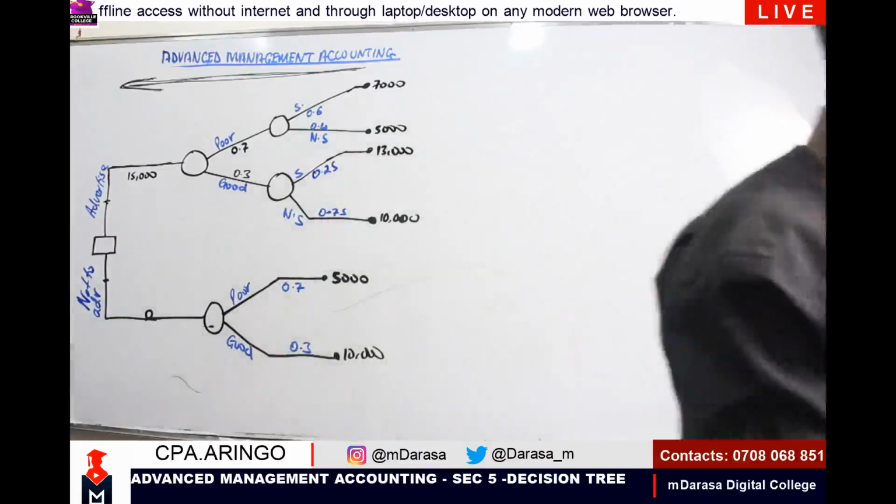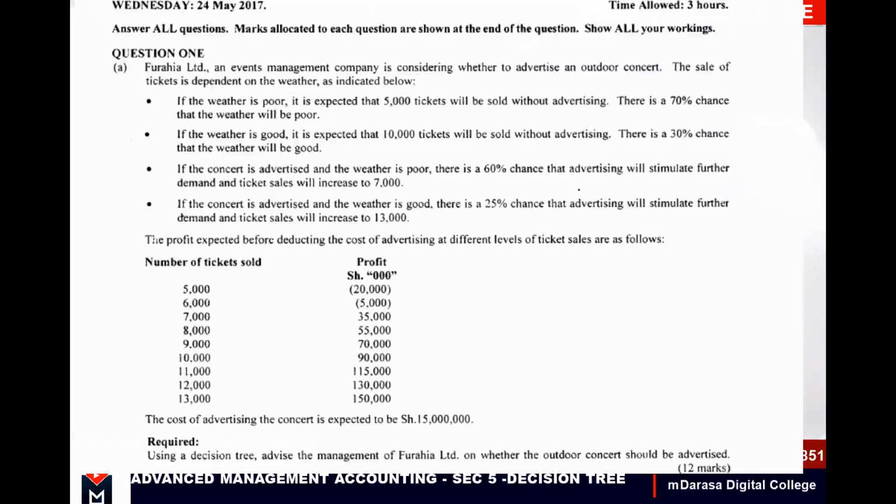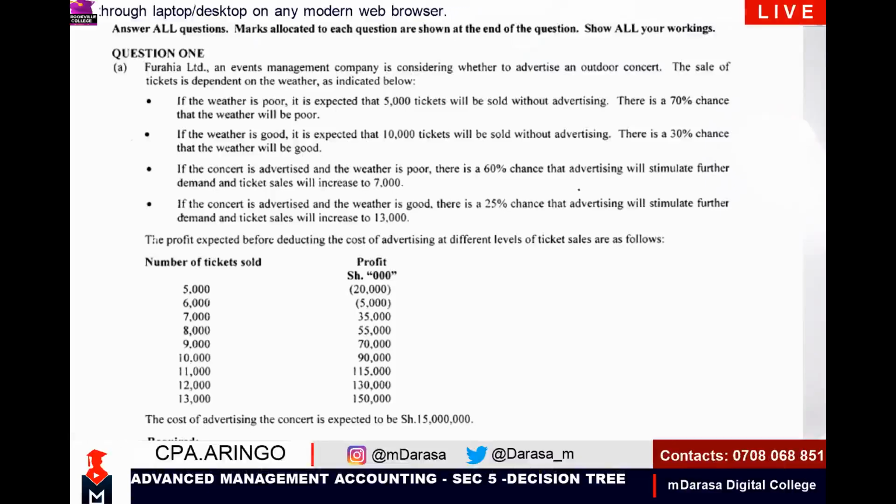Let us look at our question here. So in our question here, my good students, you can clearly see that we have that data. We have that data just below the notes where we are told the profit expected before deducting the cost of advertising at different levels of ticket sales are as follows. So that is the data that I'm given. I want us to use it.